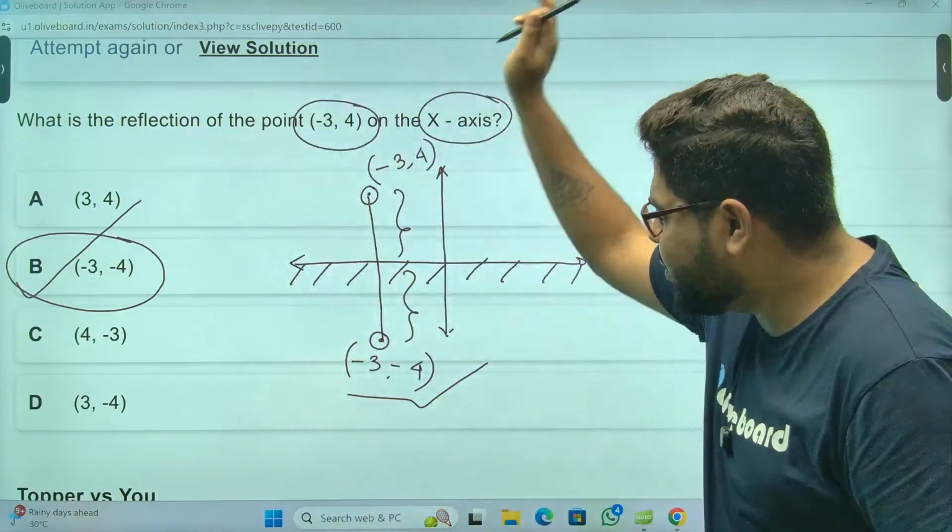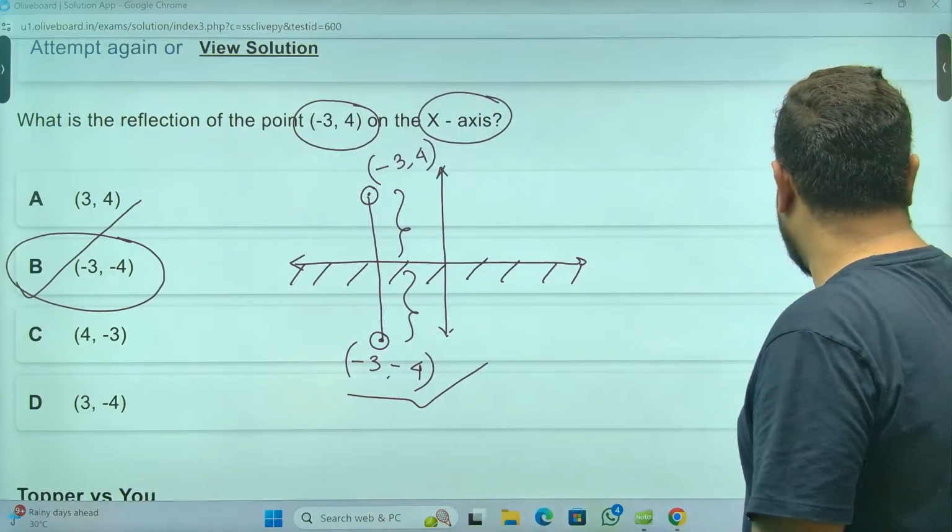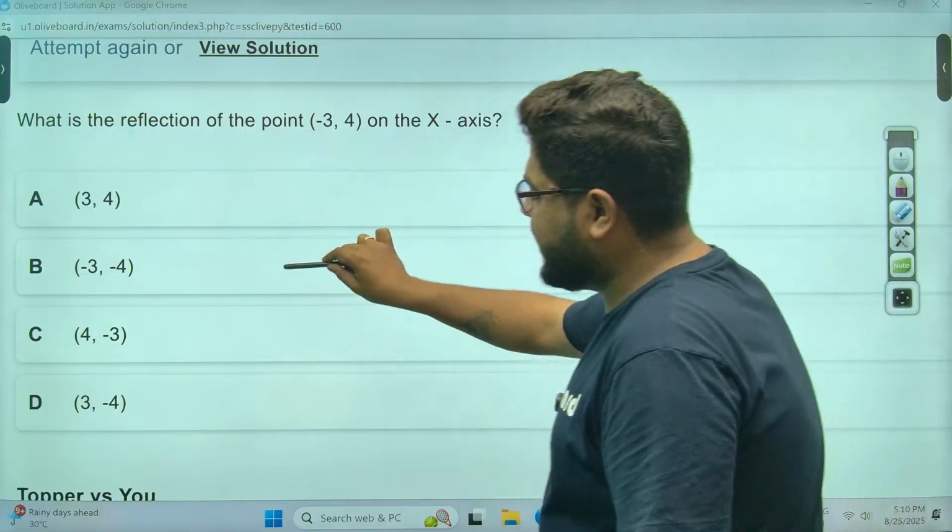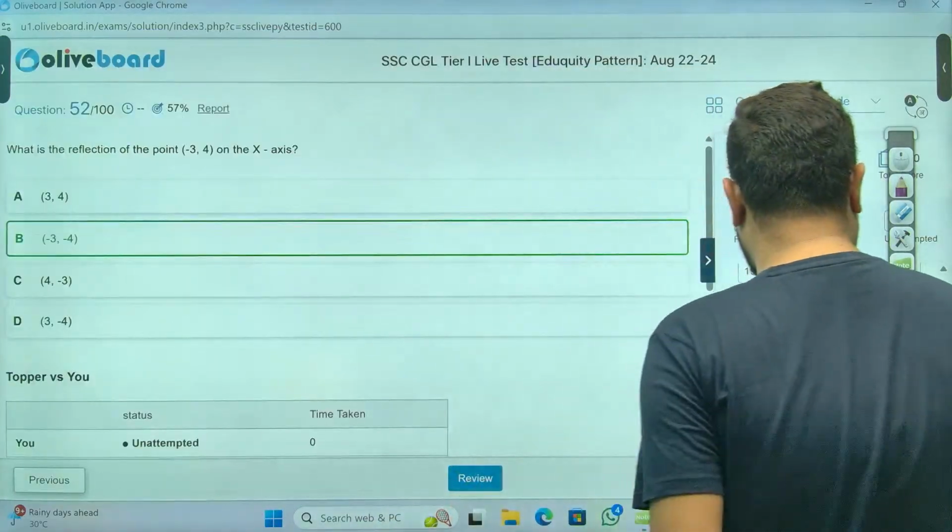Again, you don't need to do anything. Very simple, right? Next one.